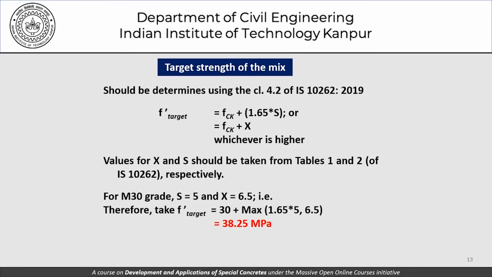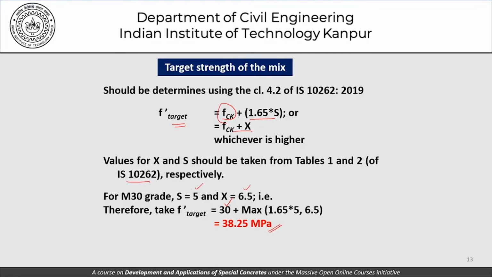So the first step, we know that as far as the strength is concerned, we try to get this target strength of the mix using the characteristic strength. We know in this case we are working with M30, using this factor of 1.65 times S or a factor which is FCK plus X, whichever is higher. So in this case, from the tables which are already known to you, S is taken as 5 and X is taken as 6.5. We take F target, that is the target mean strength of the concrete that we are trying to proportion, as 30 plus the maximum of these two numbers, which turns out to be 38.25.